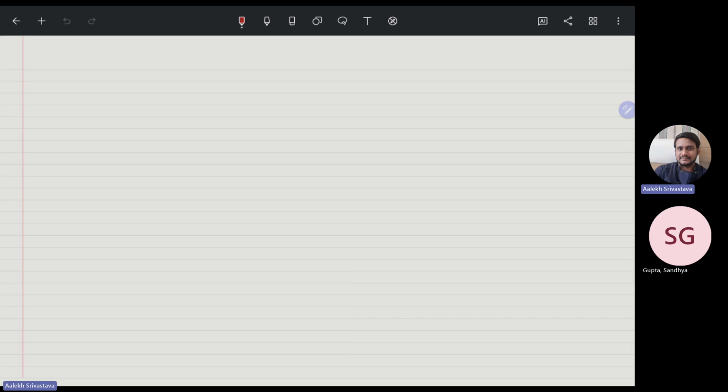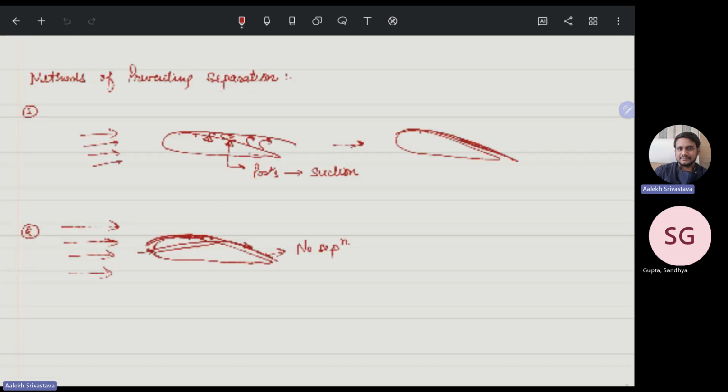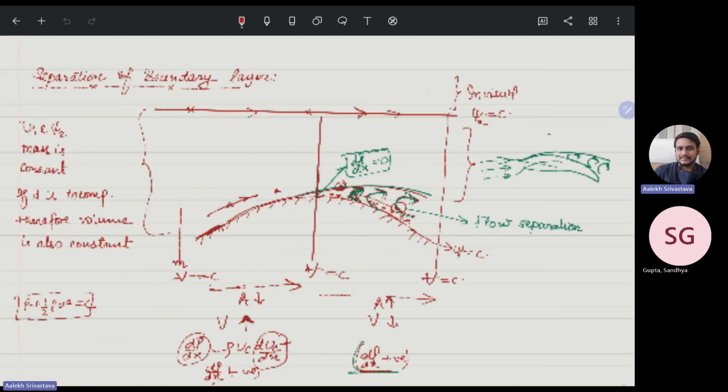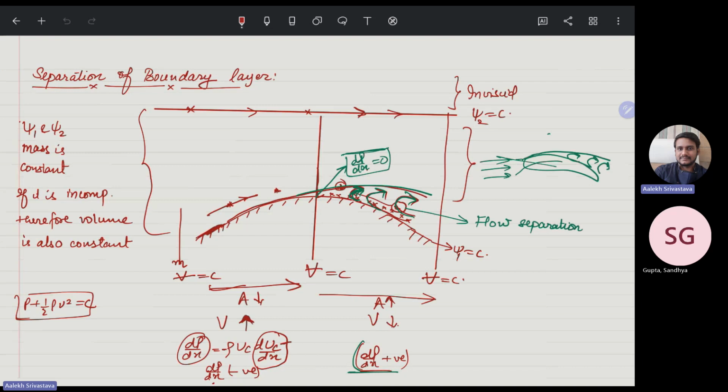Now, with this separation point, we have one thing to cover. The separation will occur when del u by del y at y equal to 0 is equal to 0. That is, there is no flow attached to the wall. So if this occurs, this is the verge of separation or the separation point.